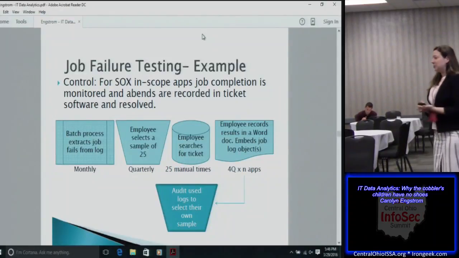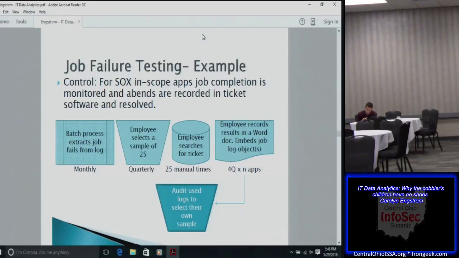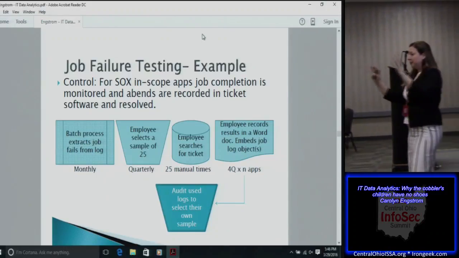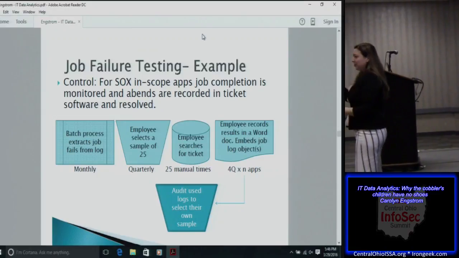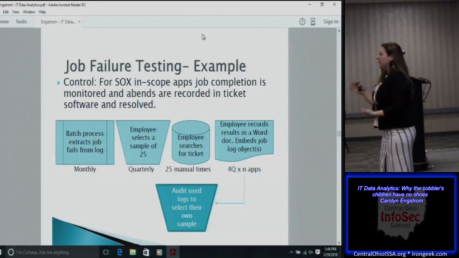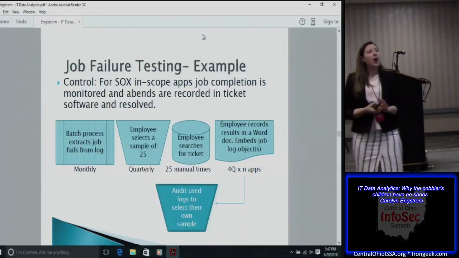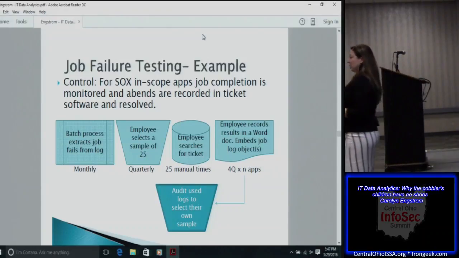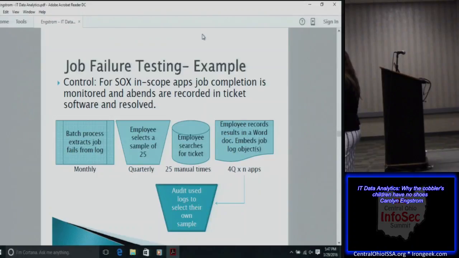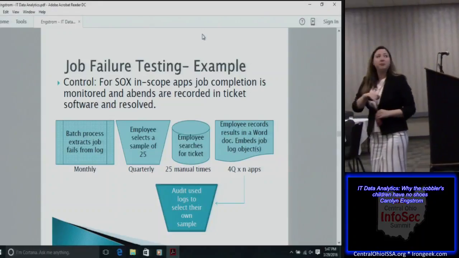So I'll explain it, and I'll see if anybody, especially if I've got a room full of auditors, somebody should have insight into the design of this control. First, we have a batch job that extracts job failures from the actual scheduling software. So the software reports if the job was successful or if it was unsuccessful. For batch jobs, it goes through that on a monthly basis before the logs are overwritten again and pulls out the jobs that failed. On a quarterly basis, an employee will select a sample of 25 failed jobs, and then they will log into our ticketing system, and they'll find the ticket that supports the resolution of that job.